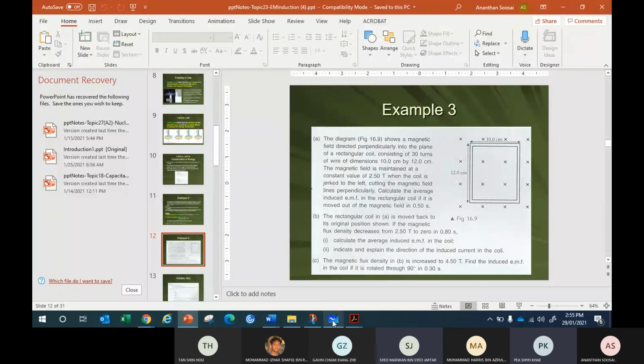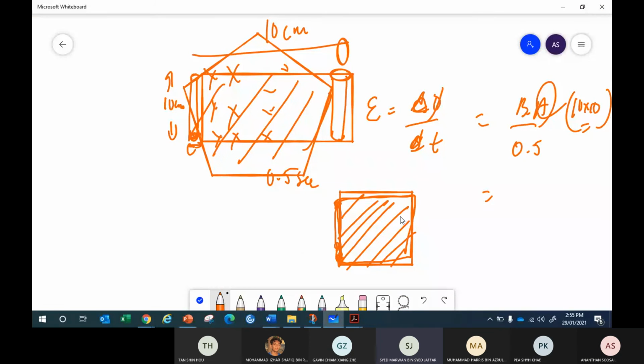Sir, another question. Is the area the coil itself, the inside of the coil, or is it the area of the magnet that is perpendicular to the magnetic field? Area of the coil. No, not perpendicular to the magnetic field. I mean, is it the area inside the coil, or the area of the magnet that is going into the coil? The area of the coil.